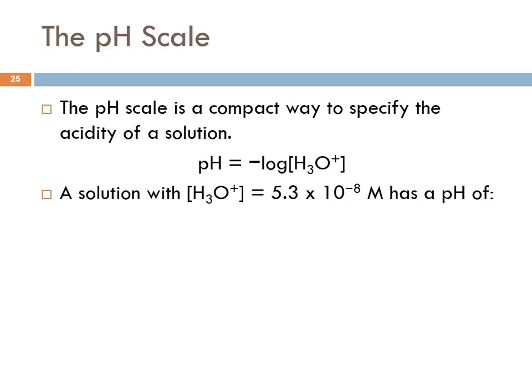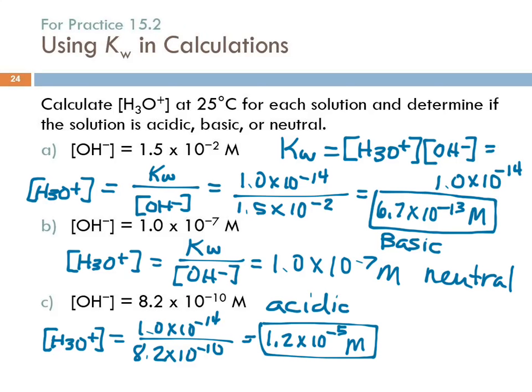pH scale. So the pH scale is just a compact way of specifying the acidity of a solution. If we go back real quick to these numbers we came up with, these are all over the place. 10 to the minus 2, 10 to the minus 13, that's 11 orders of magnitude. Try graphing that, right? You lose all the detail because you've got 11 orders of magnitude. It just doesn't work very well.